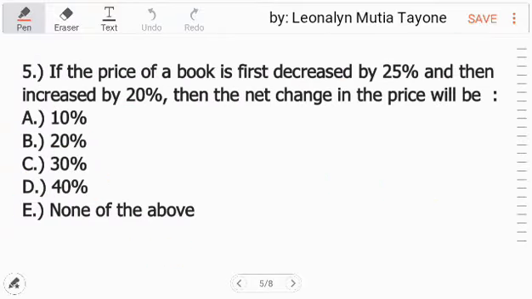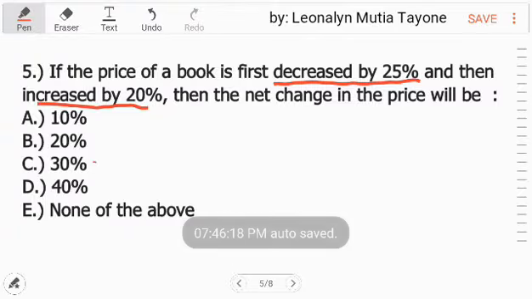Question number 5. If the price of a book is first decreased by 25%, and then increased by 20%, then the net change in the price will be, given dito, hindi ko nalagay yung percentage sa mga choices. So, dapat may mga percentage tayo para klaro lang na percentage ang hinahanap natin. Kung ilan lahat ng percentage ang na-decreased or na-increased from the original price to the current price ng librong ito.